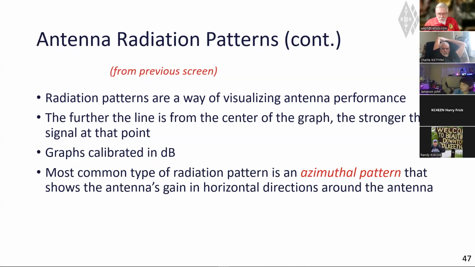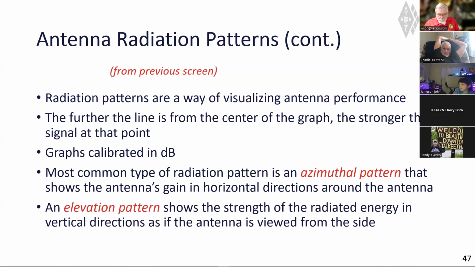The most common type of radiation pattern is the azimuthal pattern that shows the antenna's gain in horizontal directions around the antenna. An elevation pattern shows the strength of the radiated energy in vertical directions as if the antenna is viewed from the side.